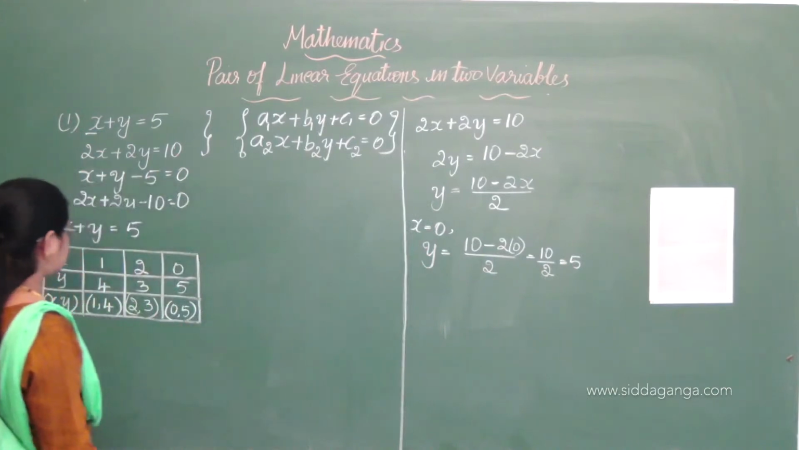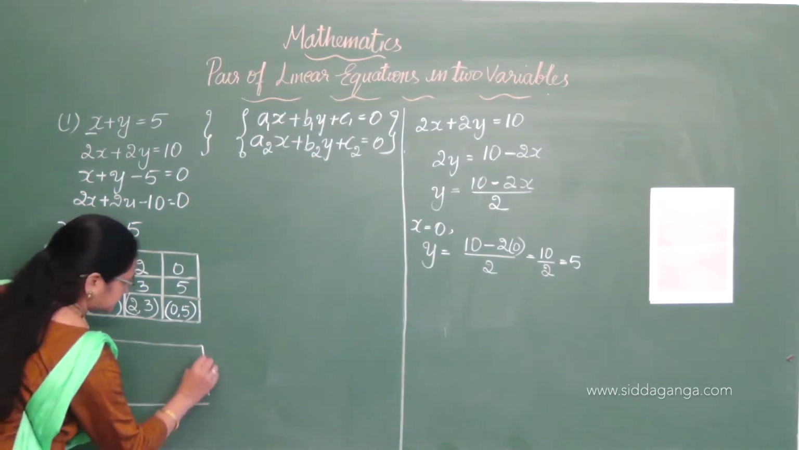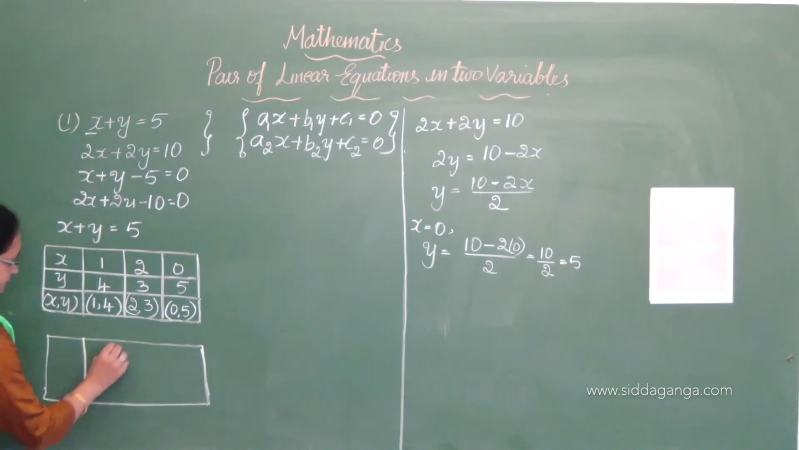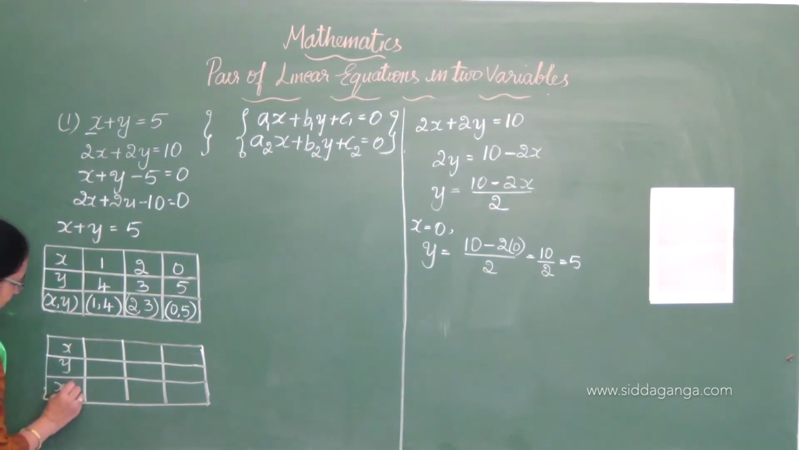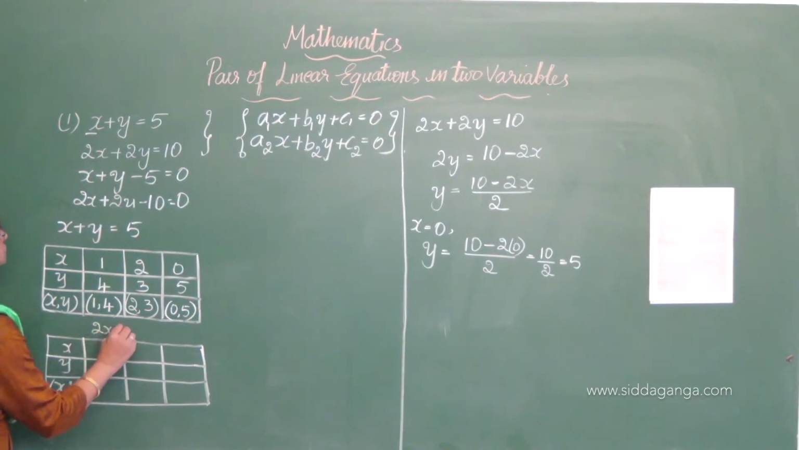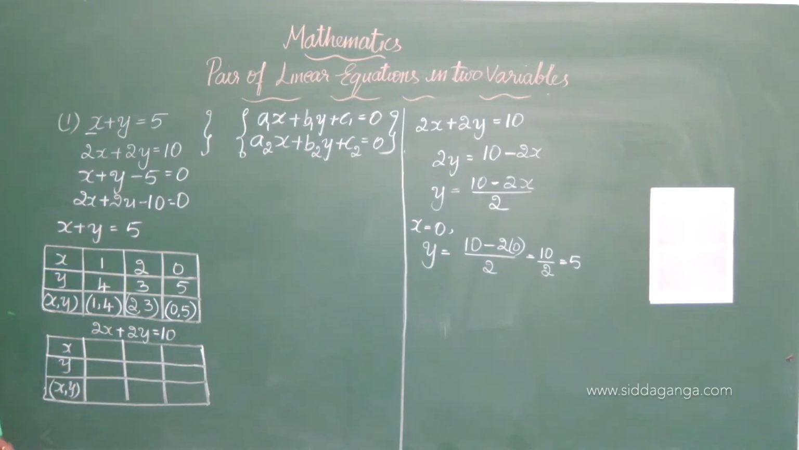So, let us put another table here for the second equation. So, the x comma y. Now, this represents the second equation, that is 2x plus 2y is equal to 10. Now, here x is 0 and y we got as 5.